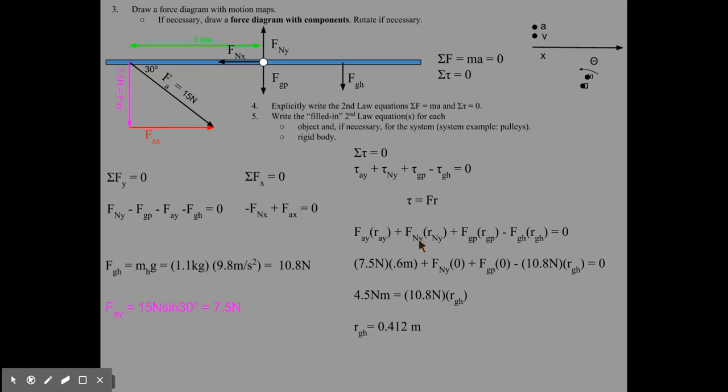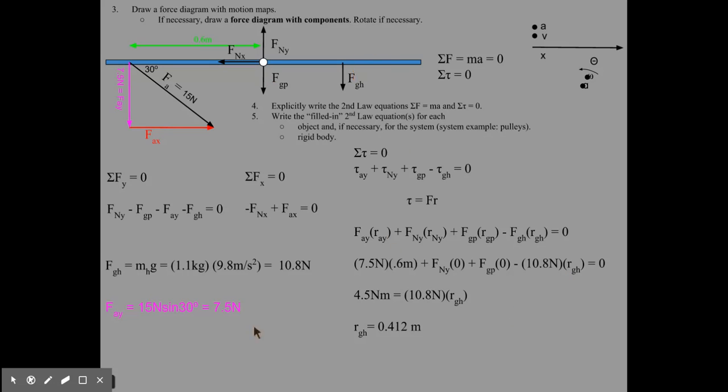Now the normal force in the vertical, notice, is applied right there at the axis of rotation. So there's no R to it. It's a distance 0 from the axis of rotation, so that's going to become 0. The same thing with the force due to gravity of the plank. It's also a distance 0 from the axis of rotation, so it's also going to be 0.